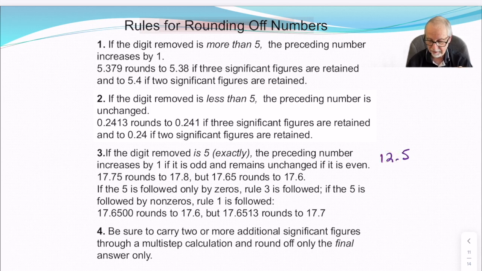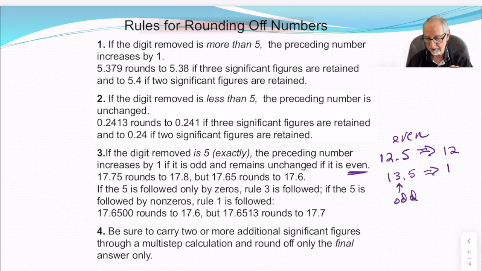The 2 is even. All right. And again, if it's even, it remains the same. So for 2 sig figs, we're going to round it to 12. If it was 13.5, so the 3 is odd, we're going to round it to 14.